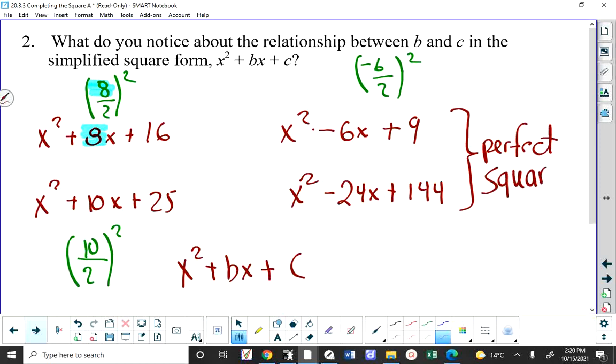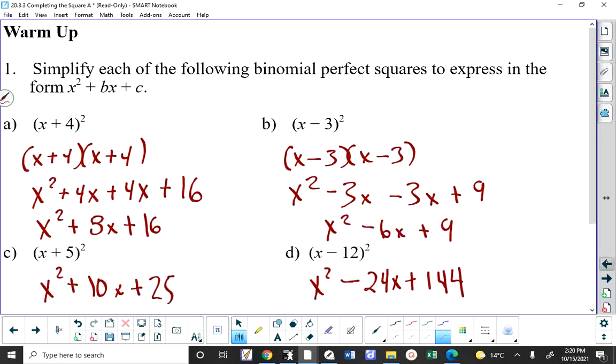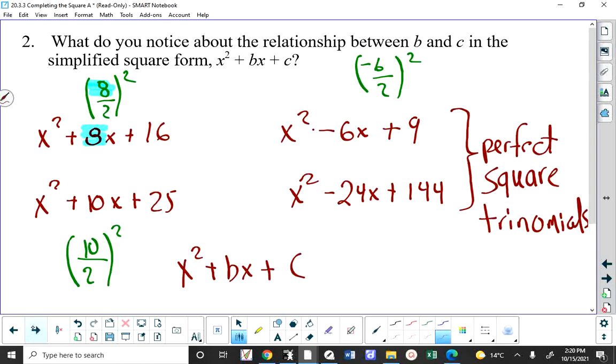They are called perfect square trinomials. You don't have to write that here. You can write it in question 1 where we had our answers. This is a perfect square trinomial. This is a perfect square trinomial. This is a perfect square trinomial. This is a perfect square trinomial. And in a perfect square trinomial, C is always half of B squared.